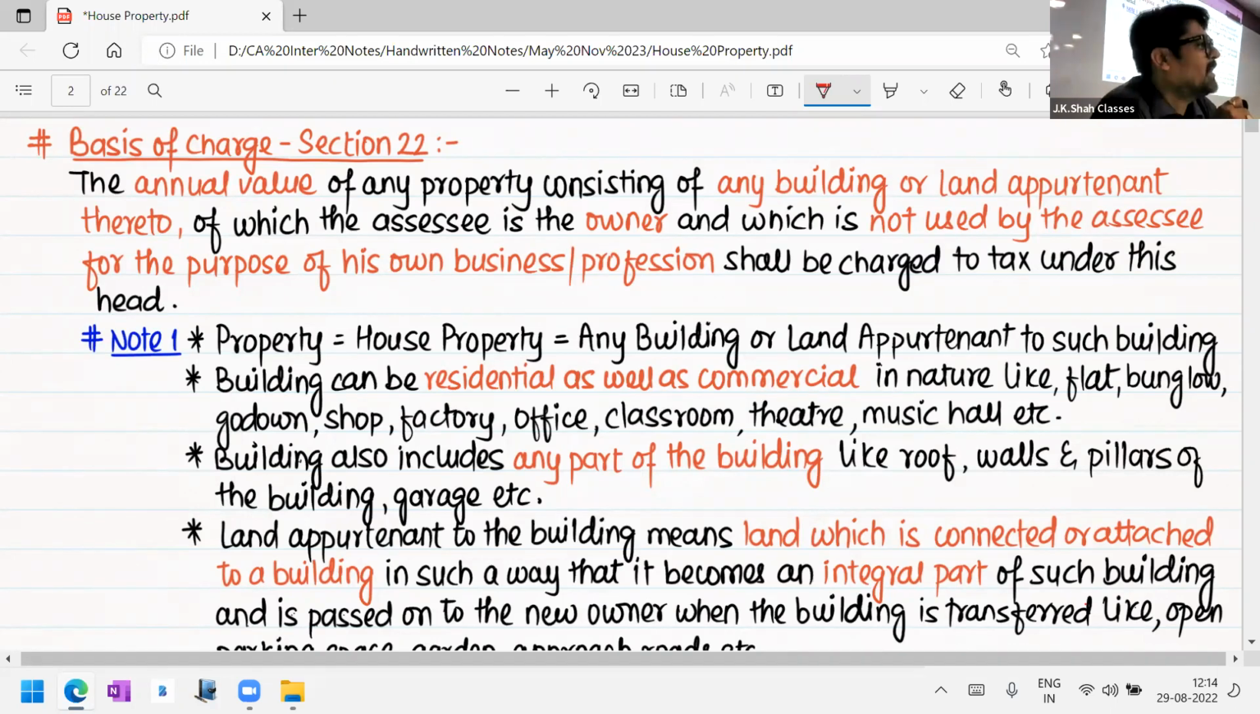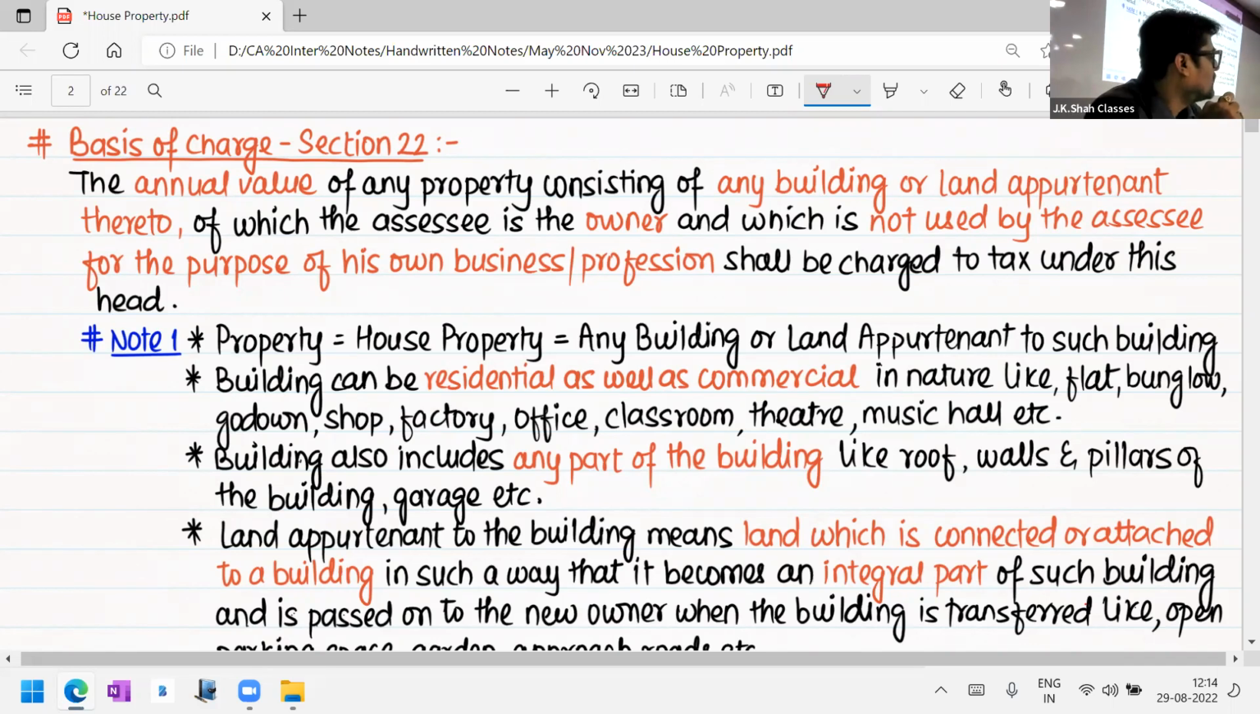Is there any building which I have let out? No, sir. Any part of the building I have let out? Or the land appurtenant to building I have let out? No. So no house property is let out. Then how come the rent will be income from house property? Understood? Yes, sir. So in order to tax the rental income under this head, that rental income should come from house property.